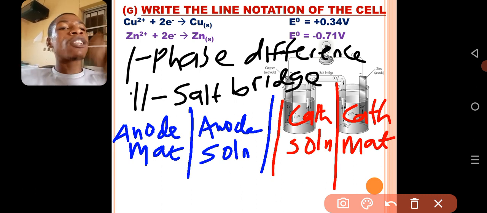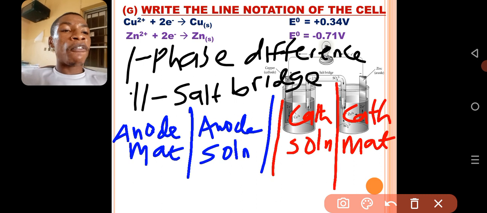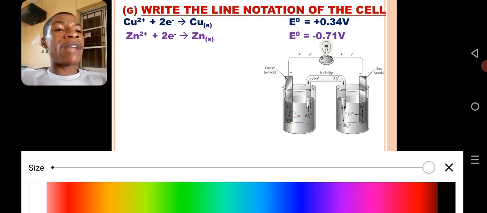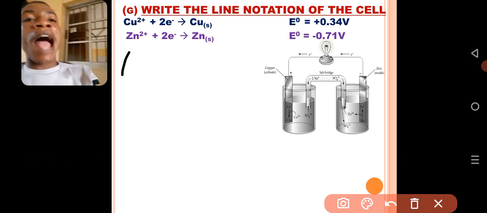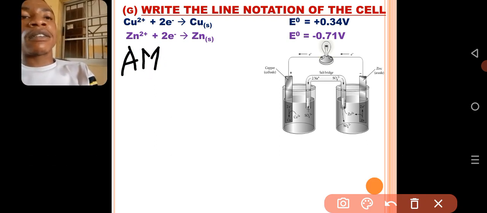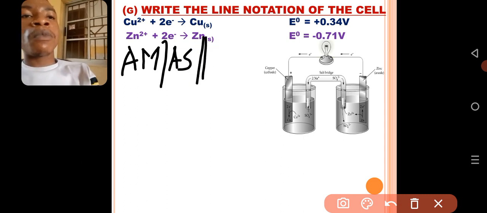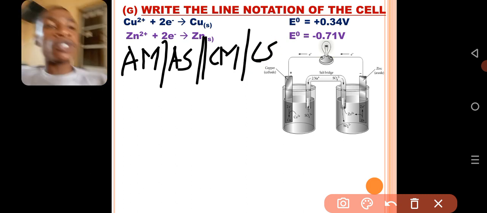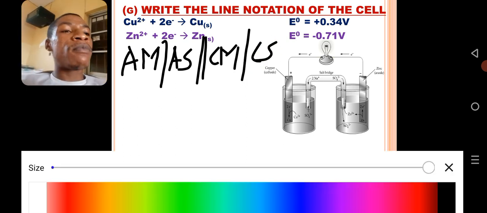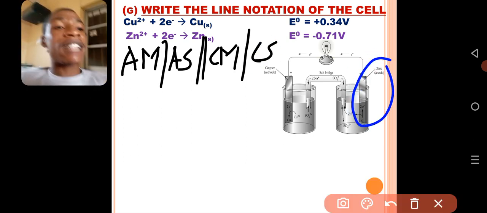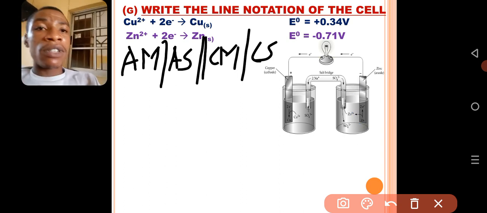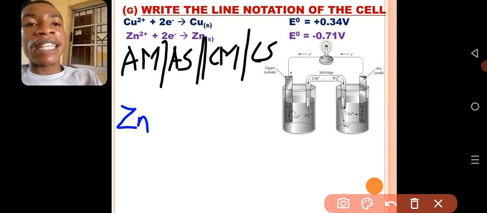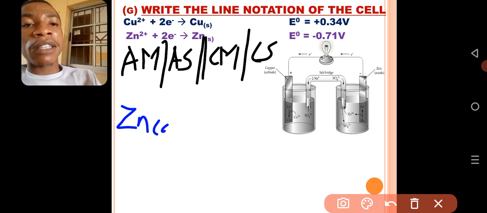And now let's use this particular formula to write out our answer. Don't forget, our formula is supposed to go like anode material slash anode solution double slash cathode solution slash cathode material. So what is our anode material in this place? That's zinc, the metal of the anode. That is zinc, right? Zn, solid.